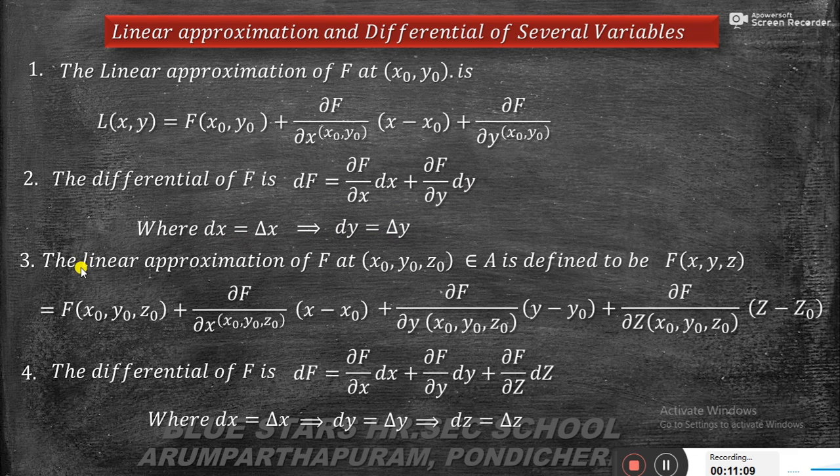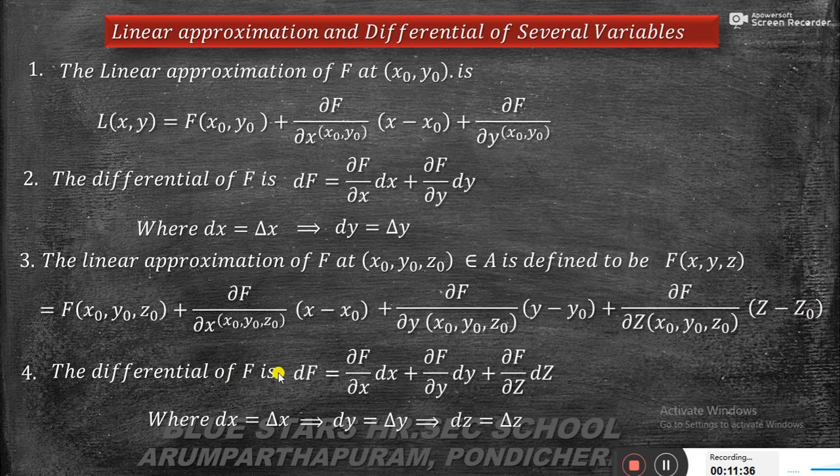So next, the linear approximation at the 3 point: the linear approximation of f at (x0, y0, z0) belonging to A is defined to be L(x, y, z), that means f(x0, y0, z0) plus ∂f/∂x at the point (x0, y0, z0) into (x − x0) plus ∂f/∂y at the point (x0, y0, z0) into (y − y0) plus ∂f/∂z at the point (x0, y0, z0) into (z − z0).